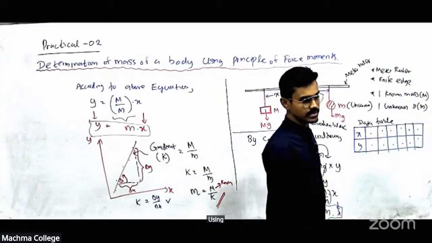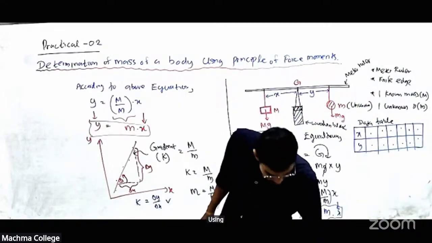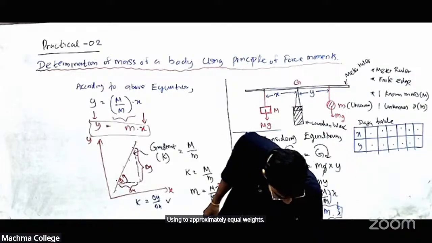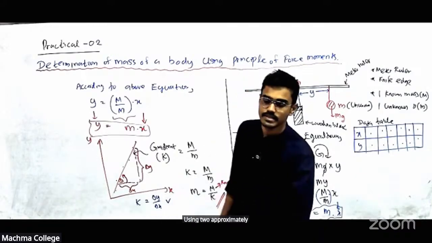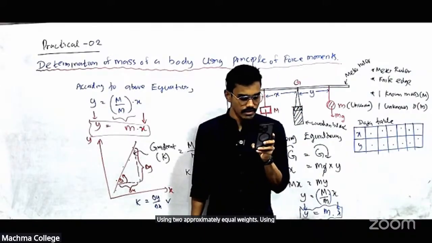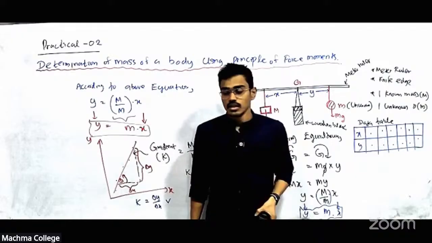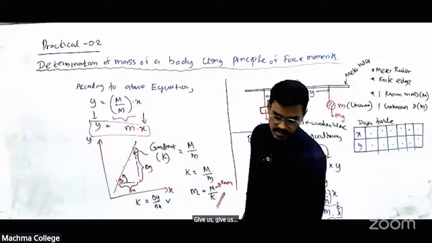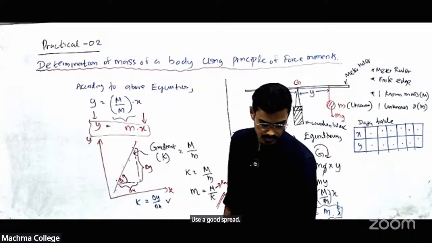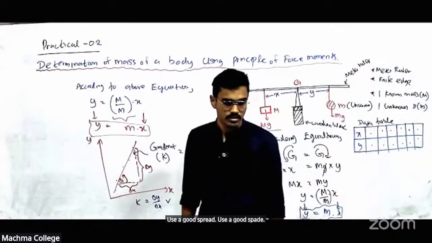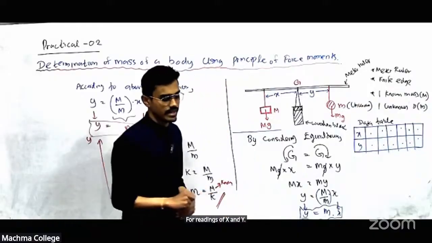Using two approximately equal weights gives a good spread for readings of x and y.